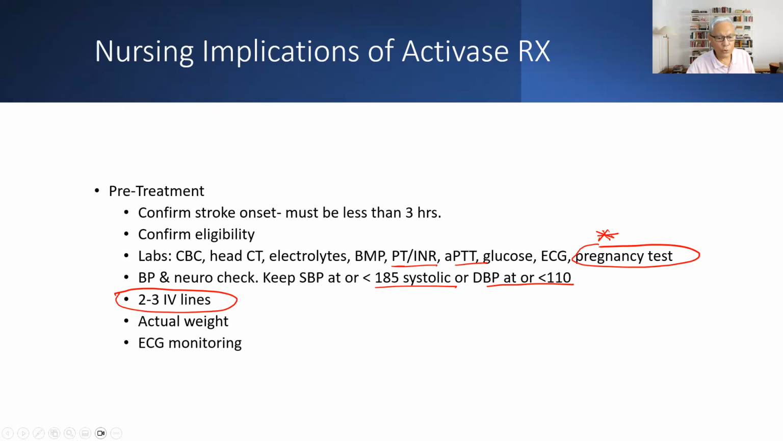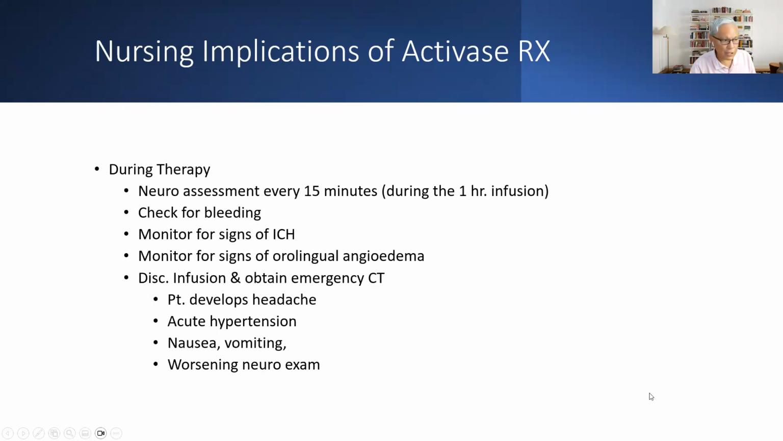All right. So during therapy, what are some of the interventions? Well, make sure that we are going to perform your assessment continuously. And when I say continuously, every 15 minutes during the first hour of infusion. And we always have to assess for bleeding, as well as monitor for signs of increased intracranial hemorrhage or intracranial pressures.